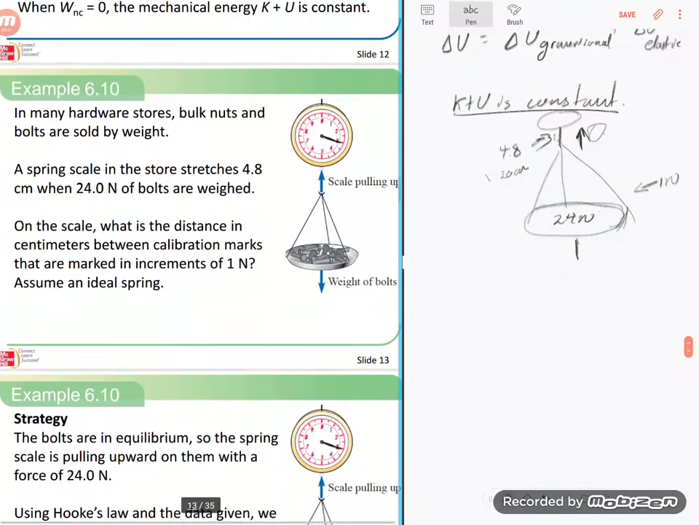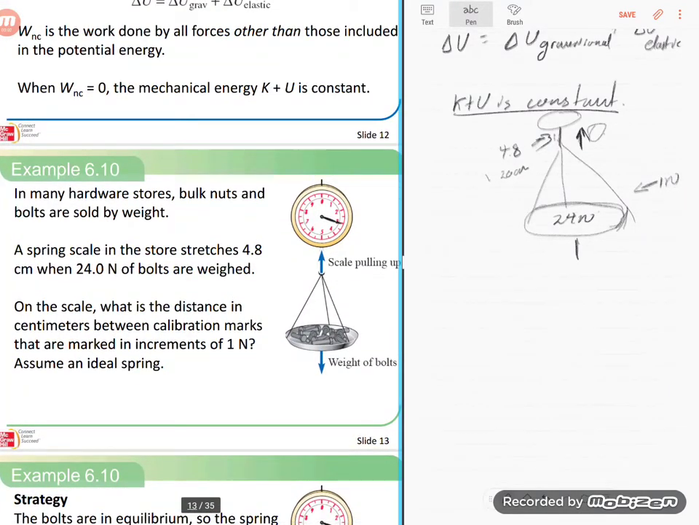Okay, now in this question, we'll discuss how to find this one. In hardware stores, nuts and bolts are sold by weight. A spring scale in a store reaches 4.8 cm when 24 Newton of bolts are weighed. On the scale, what is the distance in centimeters between calibration marks that are marked in increments of 1 Newton?